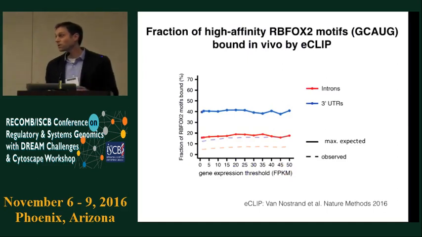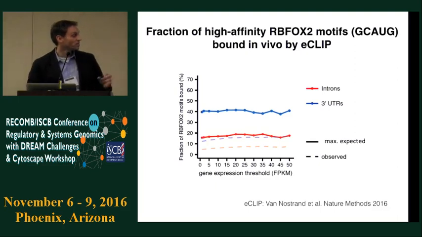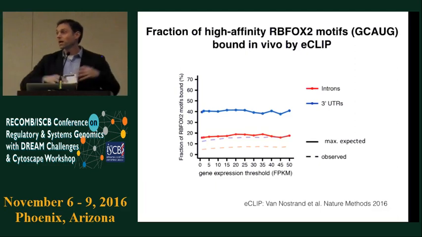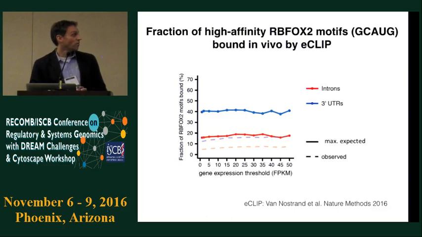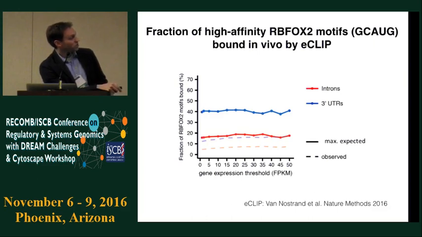enhanced version of CLIP called eCLIP, and I strongly encourage you to take a look at this. It's published in Nature Methods earlier this year. This is a method that gives you much more diverse libraries and comes much closer to saturating coverage of proteins on RNAs. You see that only about 5 to 10% of preferred binding motifs, that would be GCAUG for this RBFOX2 protein, are bound in introns, and only about 10 to 15% of those sites in 3' UTRs are bound.